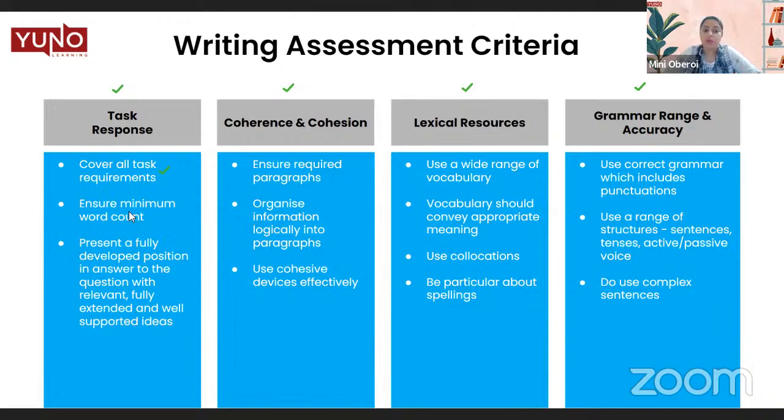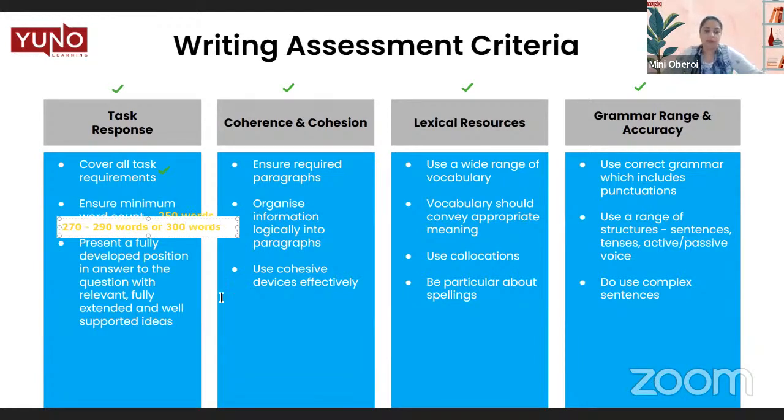Then ensure minimum word count. So we always have a standard word length of 250 words, right? Every IELTS essay has a standard word length of 250 words, but we recommend the students to write slightly more. So you should always focus on writing somewhere around 270 to 290 words or maximum 300. It can even go up to 300.